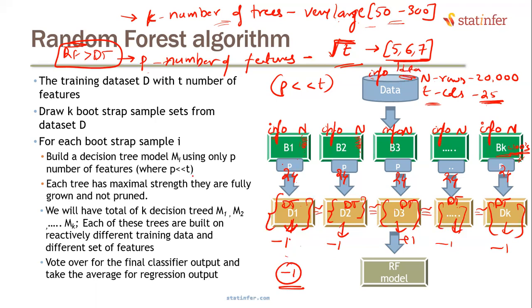Sir, suppose in one scenario, a data scientist selected 100 trees. In another scenario, another data scientist selected, on the same data only, 200 or something like that. So the final result must be different compared to those two?